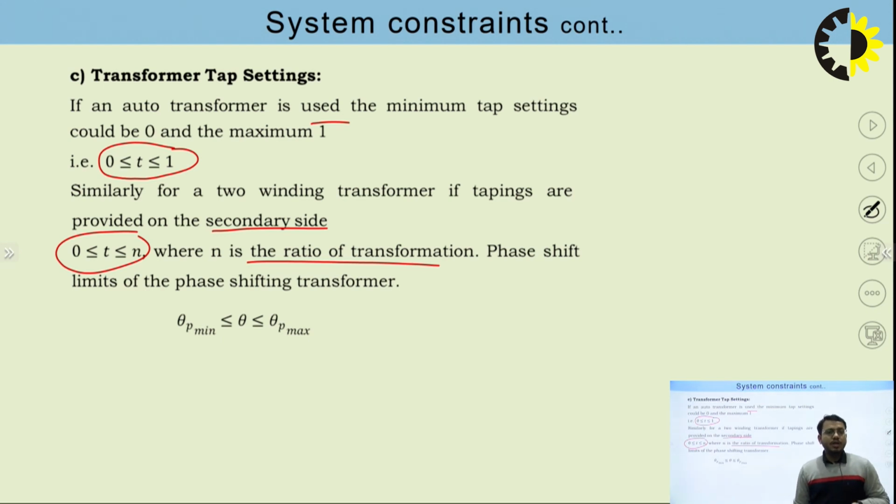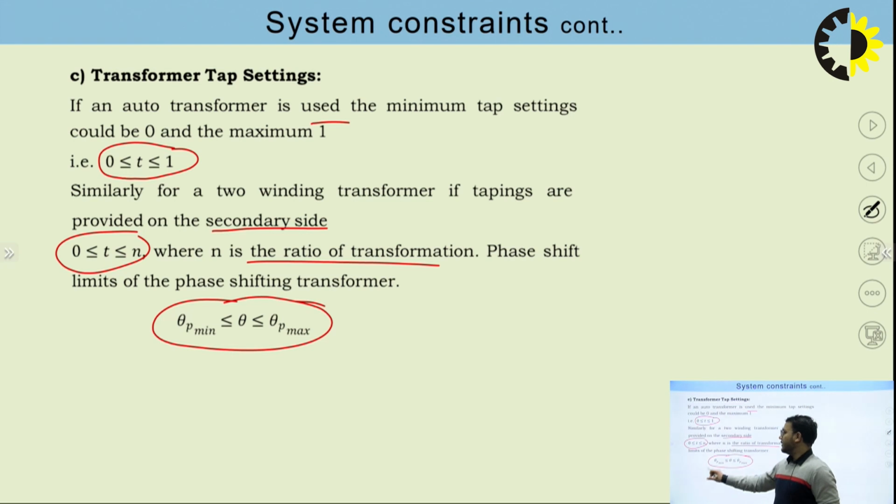Now lastly, the phase shift limit of the phase shifting transformer. Here also phase must be taken care of, similarly just like delta. So here theta is in the range of theta P minimum and theta P maximum.